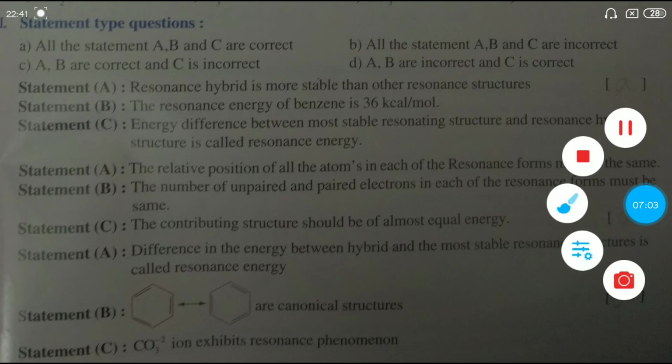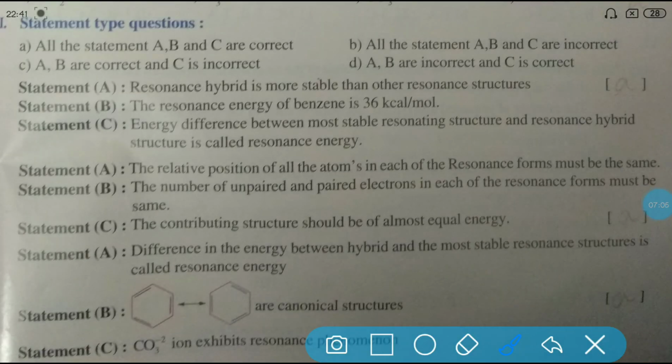Now moving on to the statement type of questions. Here we have statements, and the options are already given to us. Option A says that all the statements are right. Option B says that all the statements are false. Option C says that statements A and B are correct, whereas C is incorrect. And option D says that statements A and B are incorrect, whereas C is correct. This is all about the options for the statement type of questions.